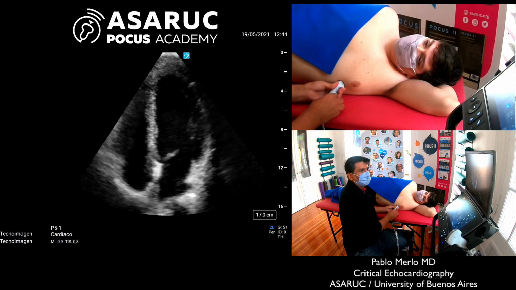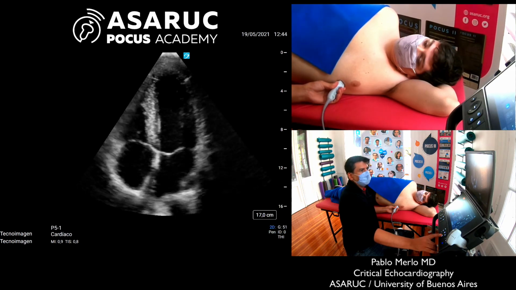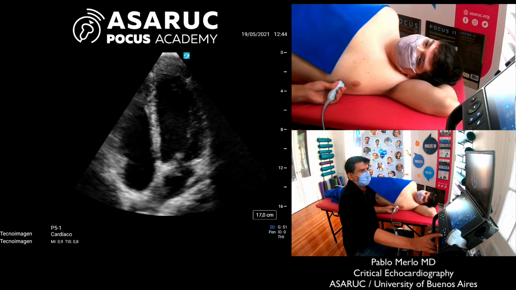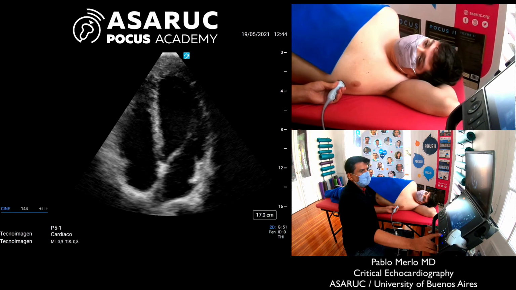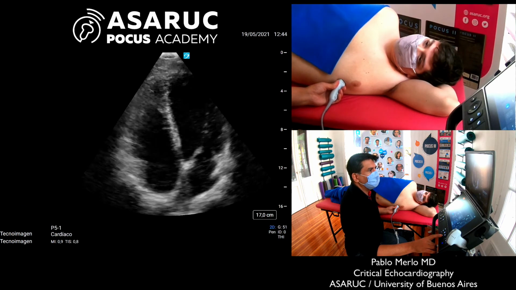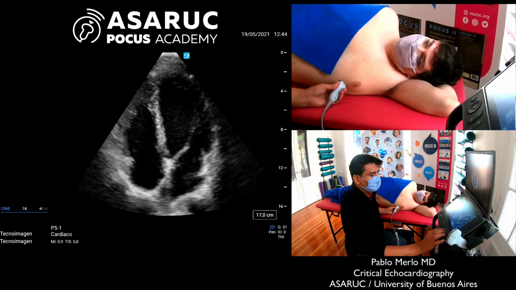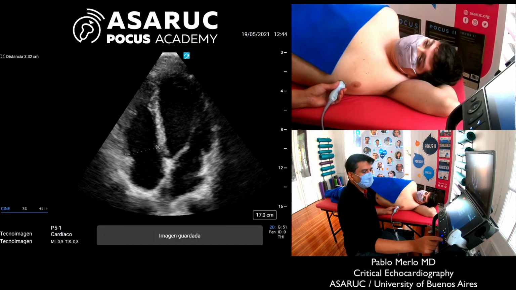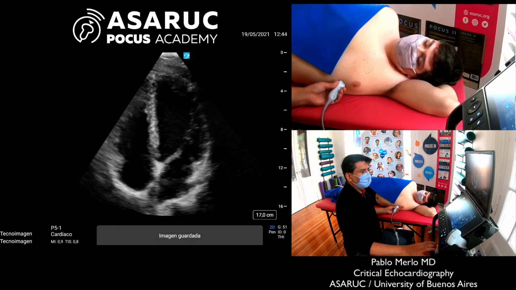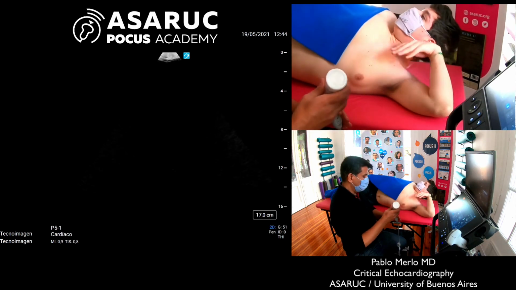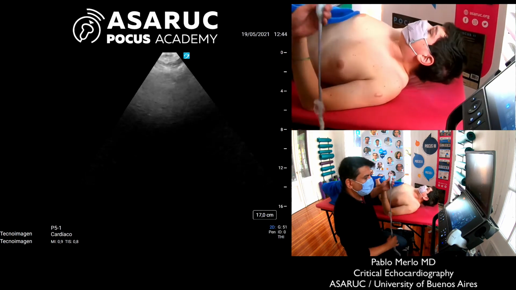We are back at the apical 4-chamber view. Please remember that with this view, we will be able to assess both the patient's systolic and diastolic function. And also, as we've seen, measure the left atrium volume. We are measuring the basal diameter of the right ventricle at end diastole from the interventricular septum to the free wall. The normal value is up to 42 millimeters.